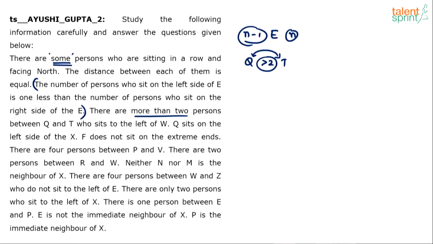Q sits on the left side of X. So Q would sit on the left side of X, meaning if X is here, Q will be on the left side of X. Right? That's another point. Then F does not sit at the extreme ends. Alright, F will not sit on the extreme ends. We can come back to this later.